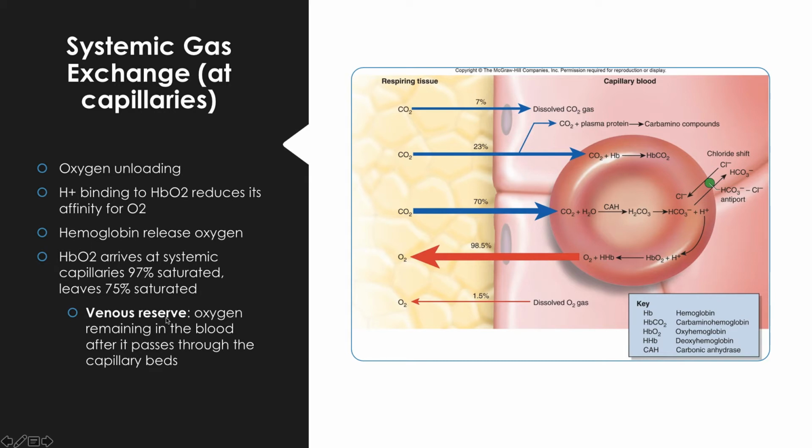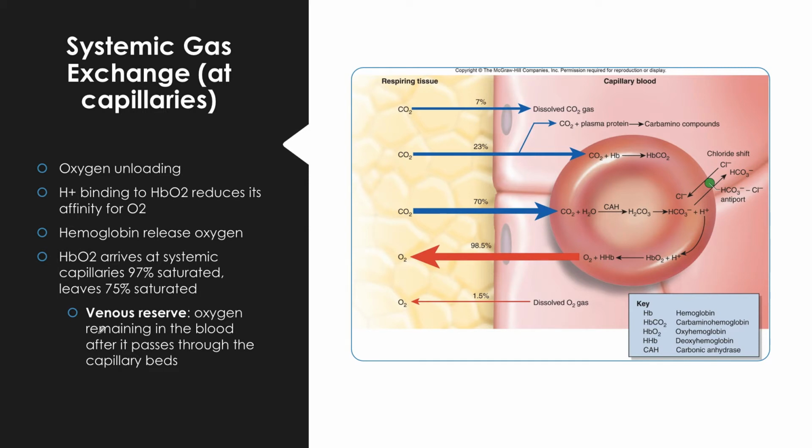Venous reserve is oxygen remaining in the blood after it passes through the capillary beds. And that's good for you because it means you have a spare store of oxygen circulating in your venous blood just in case there's some interruption in your arterial blood. So if you've ever wondered why holding your breath for a long time doesn't immediately kill you, part of the reason for that is venous reserve.